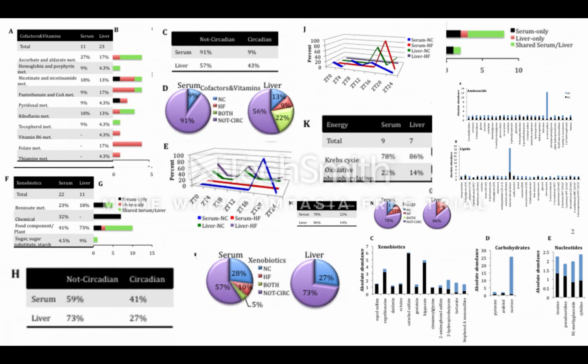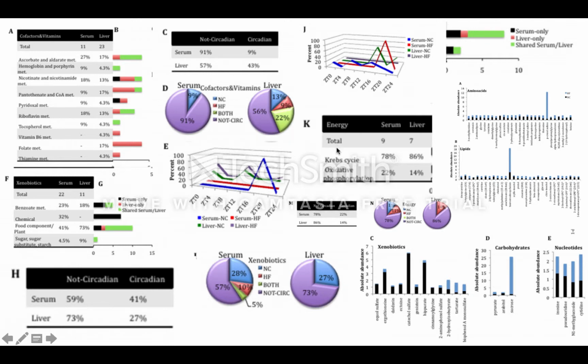Figures F and G show that for xenobiotics, 41% of serum metabolites oscillated, and 27% of the liver metabolites oscillated. Under the high-fat density diet, all liver oscillation was lost, as you can see in H and I. Figure E shows that the serum metabolites are phase advanced under normal condition compared to the liver under normal condition.